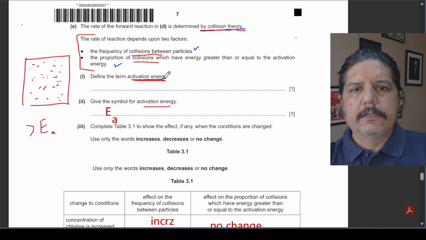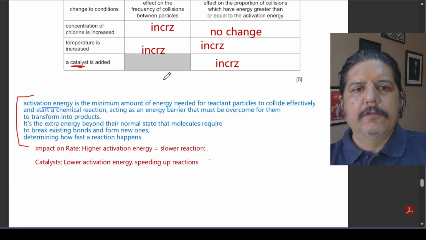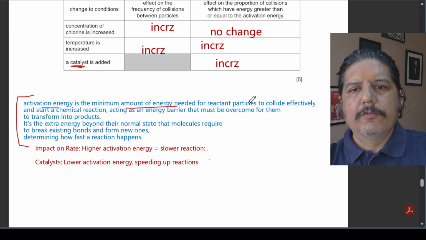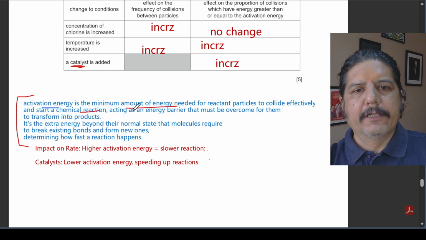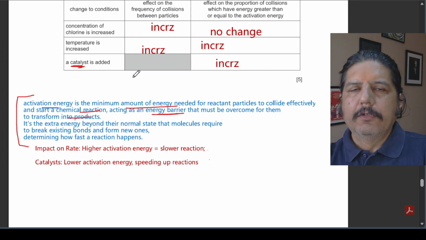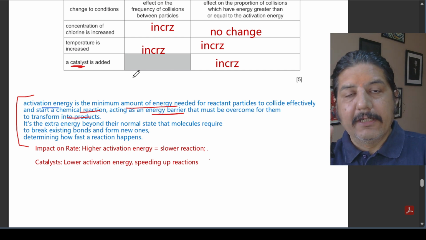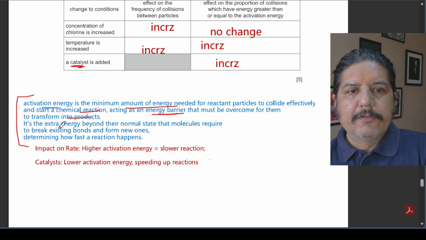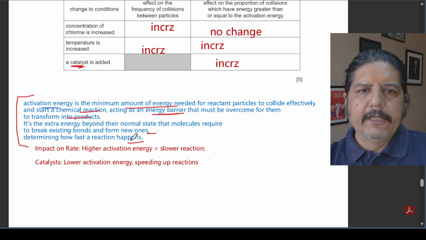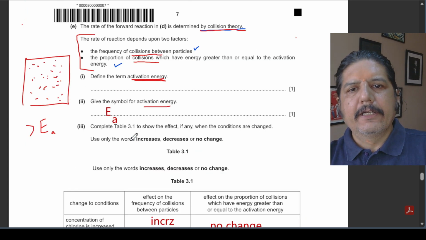So define the term activation energy. We'll have a look at the definition. Activation energy is the minimum amount of energy required for reactants to collide effectively and start a chemical reaction, acting as an energy barrier that must be overcome to transform into products. Same thing. So your wording should be exact. Please use a definition as is given in your textbook. It is the extra energy beyond the normal state that molecules require to break existing bonds and form new ones, determining how fast a reaction takes place. Okay. So we have defined activation energy.